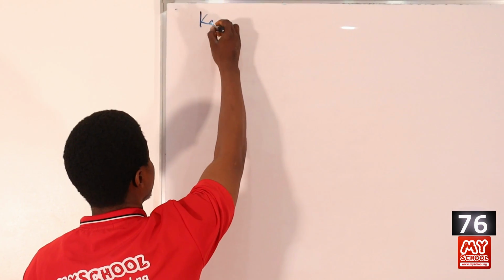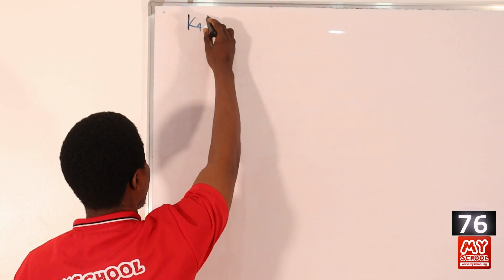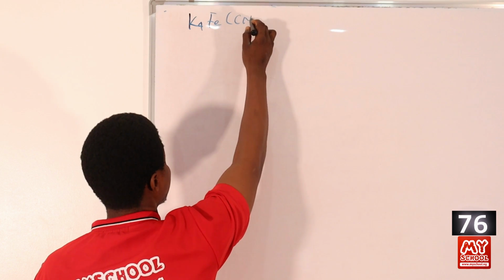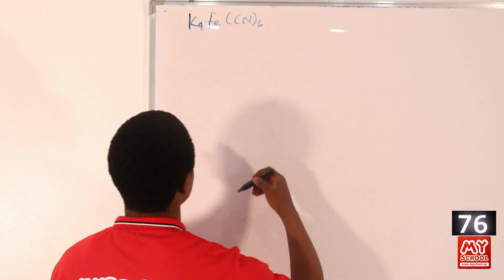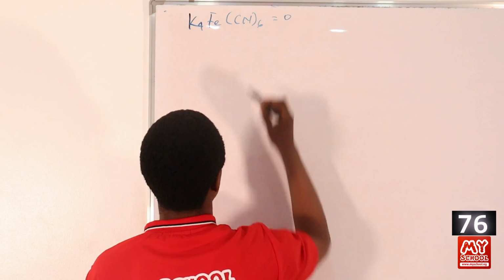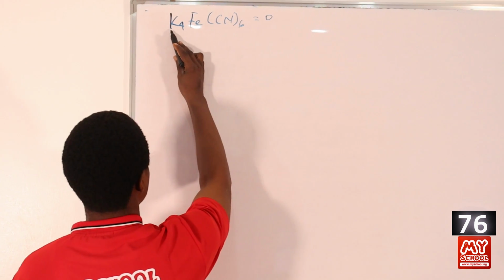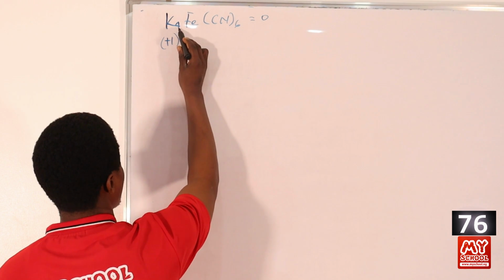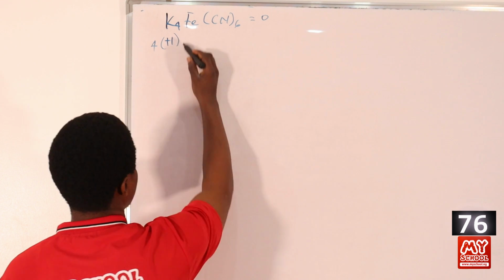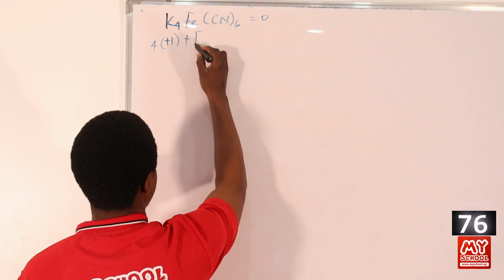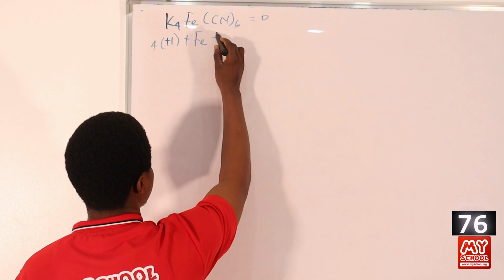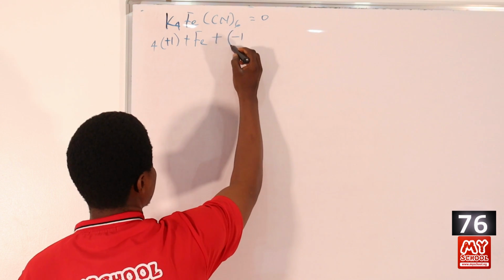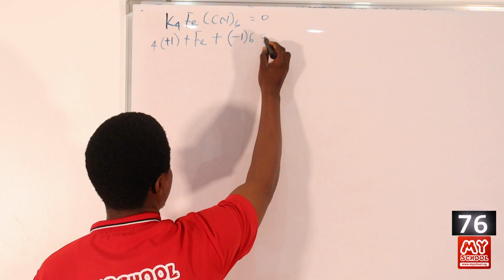So we have K4, Fe, that's the ferrate, then we have CN in the bracket, 6 of that. We equate this to 0, and we know that potassium is positive 1, so plus 1, but we have it times 4 there. Then we have plus Fe, that's the oxidation number we have to find, then plus cyanide, which is minus 1, times 6 of that, equal to 0.